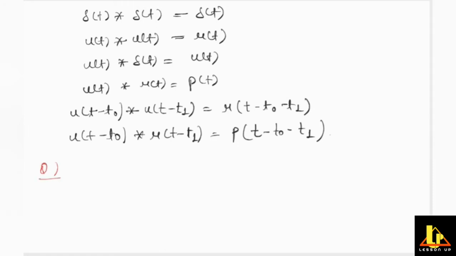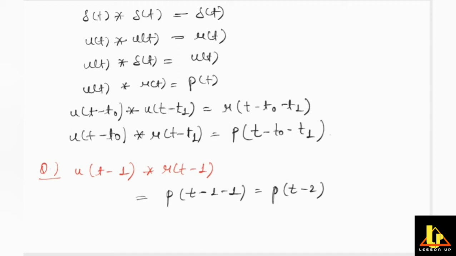If I see the next question, what is the convolution of u of t minus 1 with r of t minus 1? So we all know that the convolution of unit step and ramp is parabolic, and this will be t minus 1 minus 1. So this will be p of t minus 2, parabolic with t minus 2. If you remember all these equations, then you can directly solve within a second.